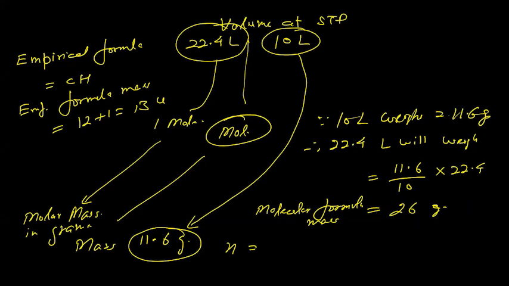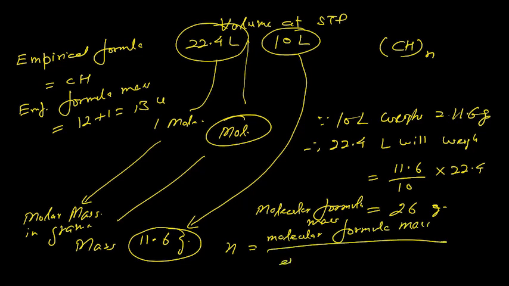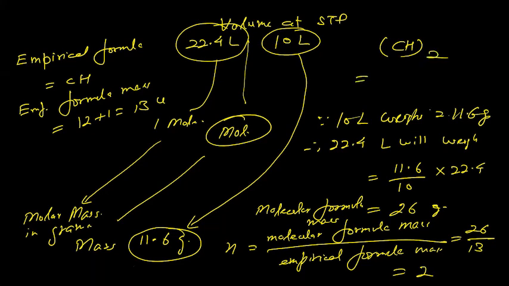Now I am talking about the third part. What is the molecular formula? Molecular formula you will get if you multiply the empirical formula by a factor n, where n is given by molecular formula mass divided by empirical formula mass. Molecular formula mass is 26, empirical formula mass is 13. It means you need to multiply empirical formula by 2. So that will be C2H2, ethyne or acetylene.